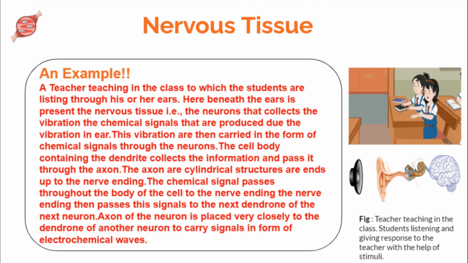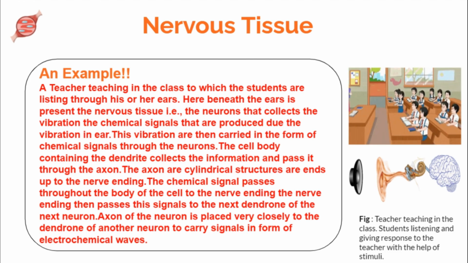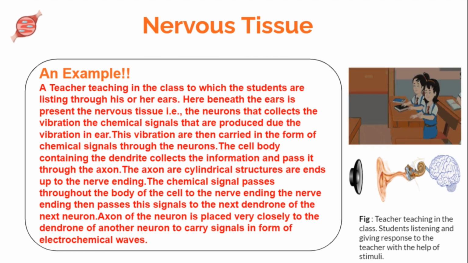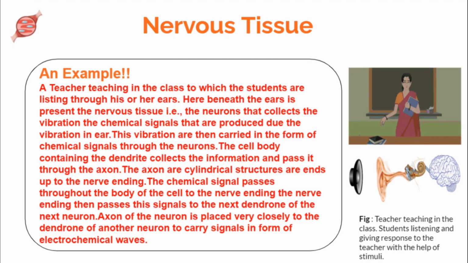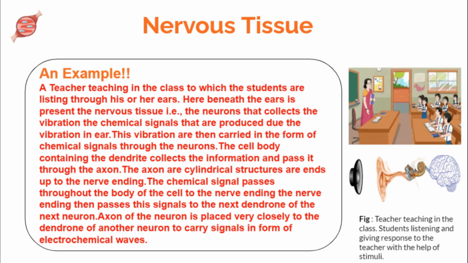These vibrations are collected and are converted into chemical signals and are carried by these nervous tissues, that is the neurons. The cell body containing the dendrites collects the information and passes it through the axon. The axon is a structure which is slightly tubular in nature. It is cylindrical and it extends up to the nerve ending. The chemical signals are conducted throughout the body of the cell and reach the nerve ending. The nerve ending then supplies these chemical messages to the next dendron of the next neuron.